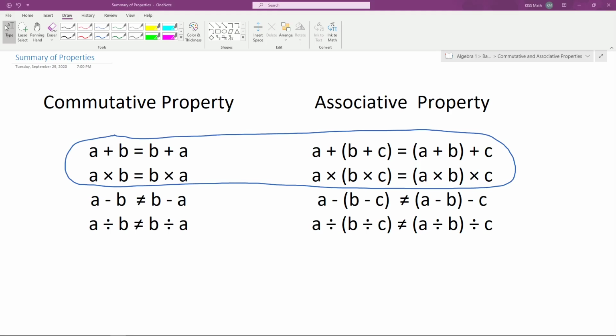There is one last property called the distributive property, which I'll cover in the next video linked below.